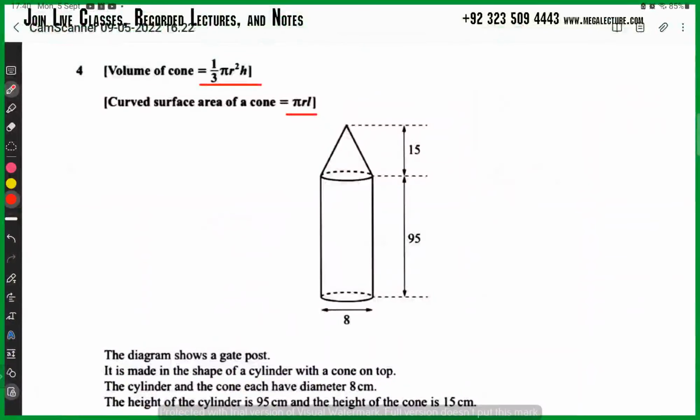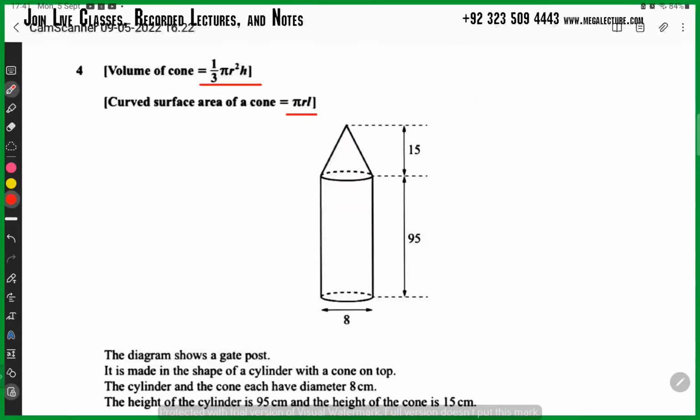This is the very first question. It says volume of a cone is 1 by 3 pi r square h. That's given. Curved surface area of a cone is pi r l, that's also given. Let's read the question. The diagram shows a gate post. It's made in the shape of a cylinder with a cone on top. This part right here is your cylinder, and this part on top is the cone. So this gate post is made up of a cylinder and a cone.